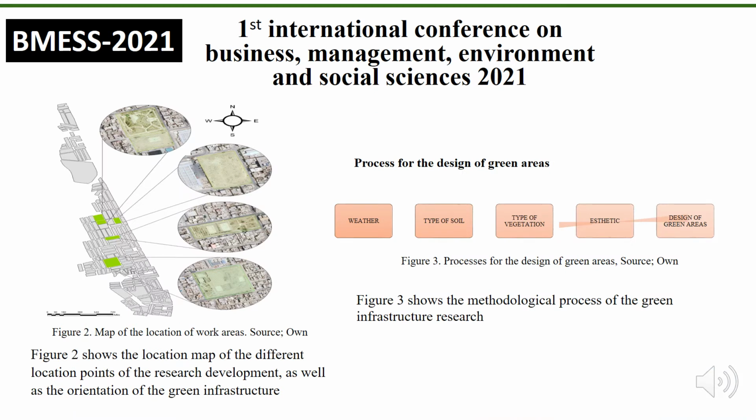First, the work area that you can see in Figure 2, the map of location of work areas, shows the location map of the different points of the research development, as well as the orientation of the green infrastructure. For the process of the design of green areas, we have Figure 3, and that shows the methodological process of the green infrastructure research.